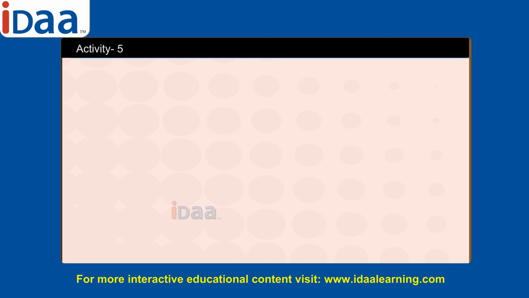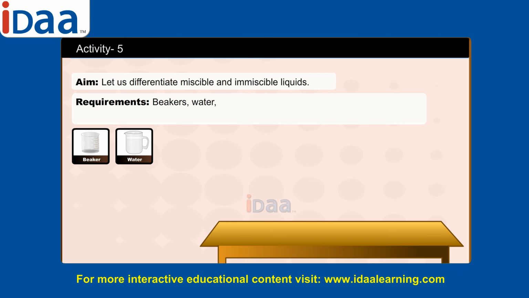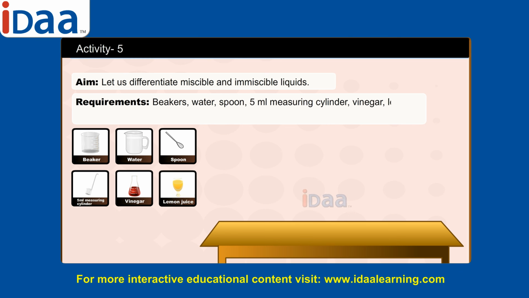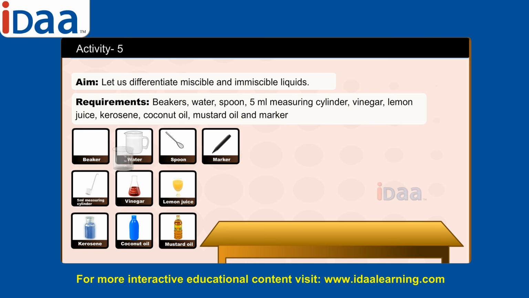Activity 5. Aim: let us differentiate miscible and immiscible liquids. Requirements: beakers, water, spoon, 5 ml measuring cylinder, vinegar, lemon juice, kerosene, coconut oil, mustard oil, marker. Take 5 beakers of 100 ml each. Fill 3/4 of the beakers with water.